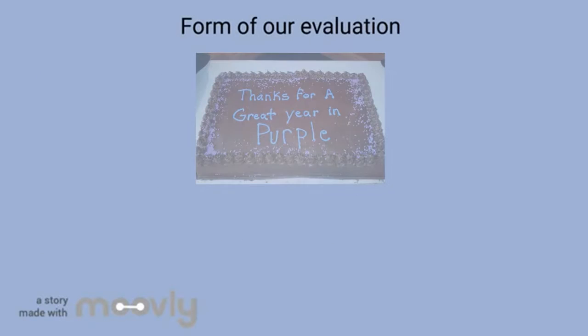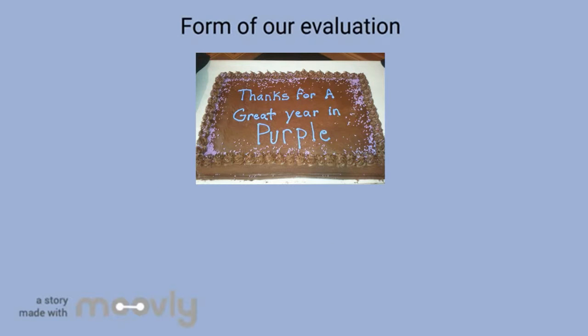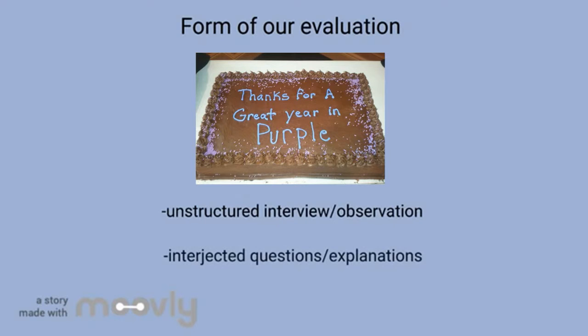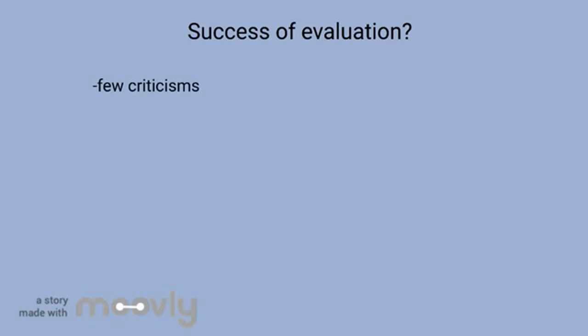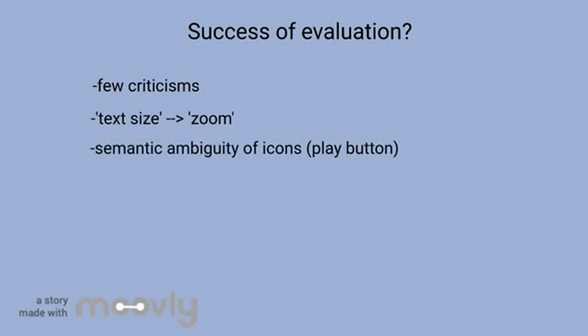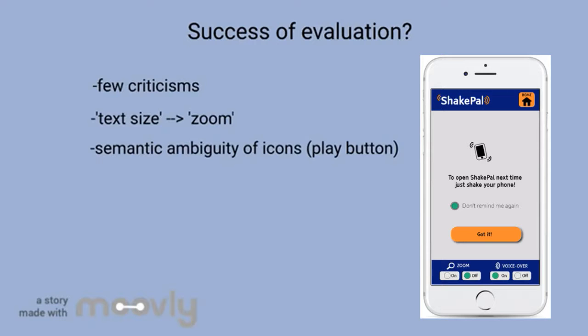There was a miscommunication about how we would do our formative evaluation, and ultimately it took the form of an unstructured interview/observation, wherein we asked our proxy to perform some tasks during which we interjected with questions and explanations. Ultimately, our evaluation resulted in very few criticisms or suggestions for change. The ones we did get were focused on minor usability issues, for example, changing the word text size to zoom, and discussion around the semantic ambiguity of some concepts. We adopted these changes into our final prototype.